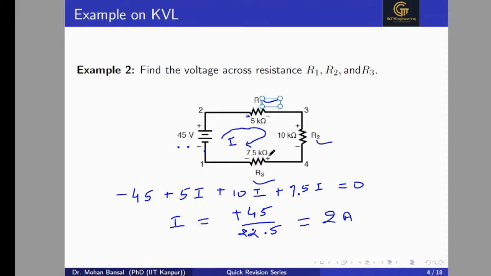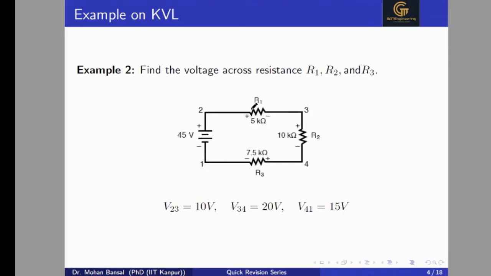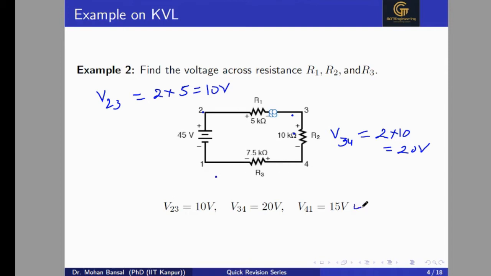So the current is 2 ampere, and the voltage V23, that means the voltage across the resistor R1, let us consider V23 because the nodes are 2 and 3, will be 2 into 5, that is 10 volts. Similarly, the voltage across 3-4 will be V34, that is I into R, 2 into 10 is 20 volts. Similarly, voltage V41 will be 7.5 into 2 is 15 volts.